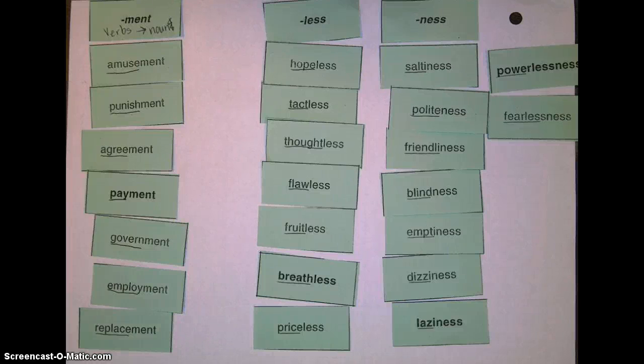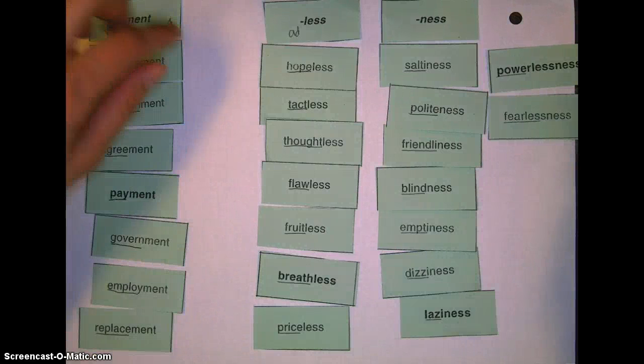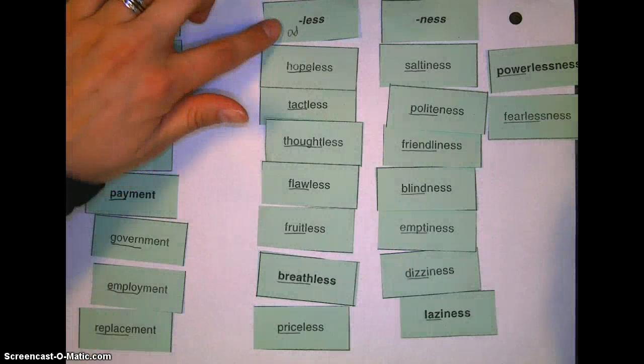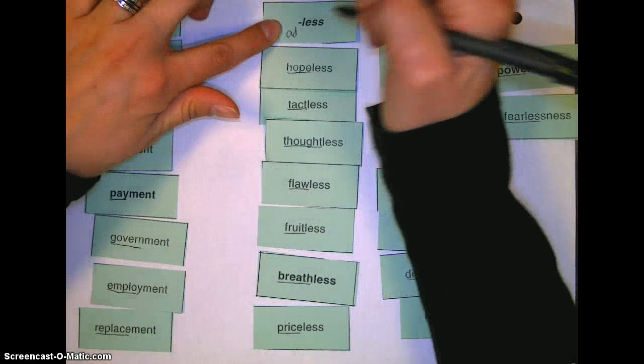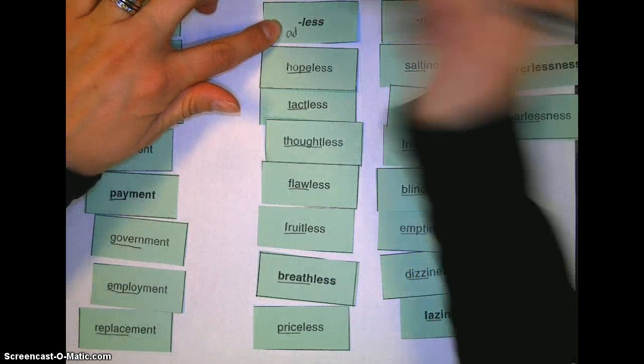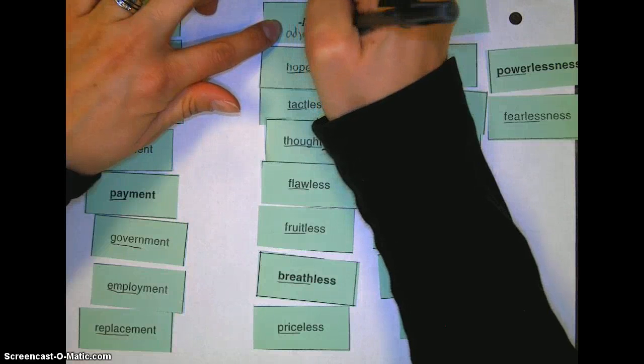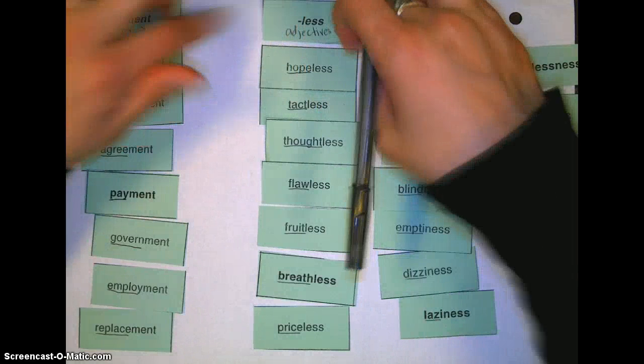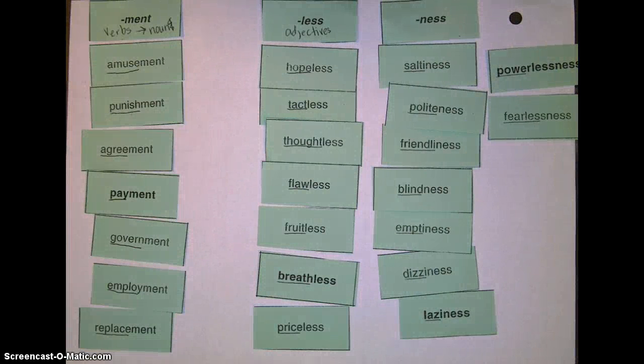Now let's look at the less category and see how adding the suffix less changes these base words. First we have hope, and then we have hopeless. Now for these words, adding less to the end of a word as a suffix turns these words into adjectives. So they are describing words. Hope turns into hopeless. Tact to tactless. Those are words that describe.